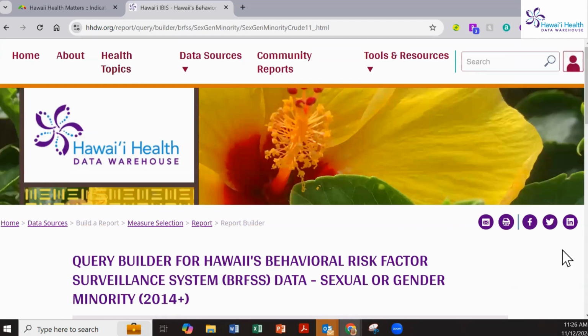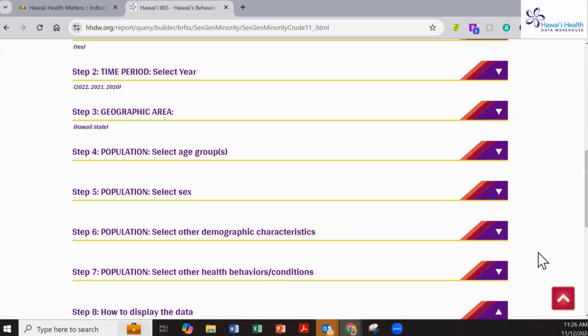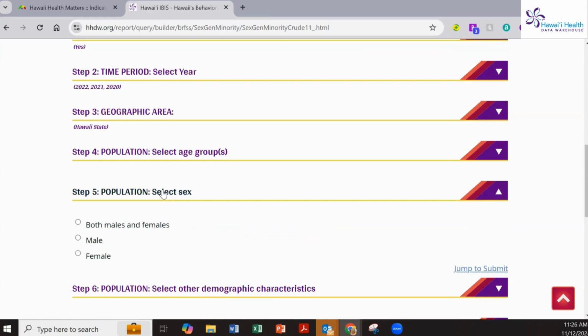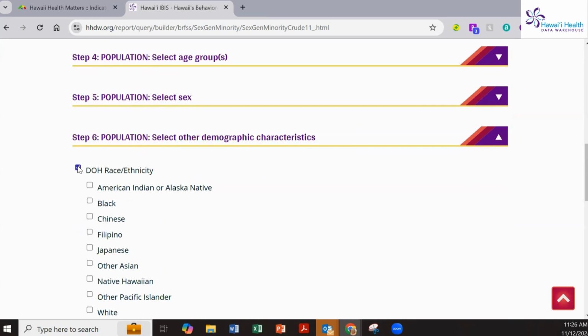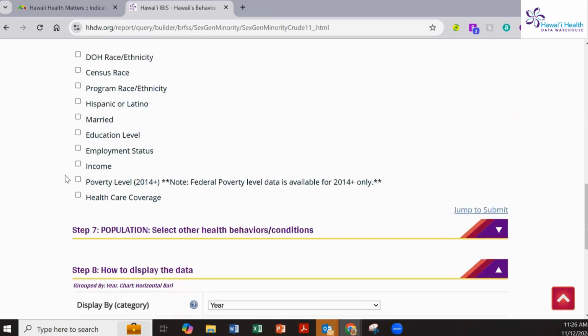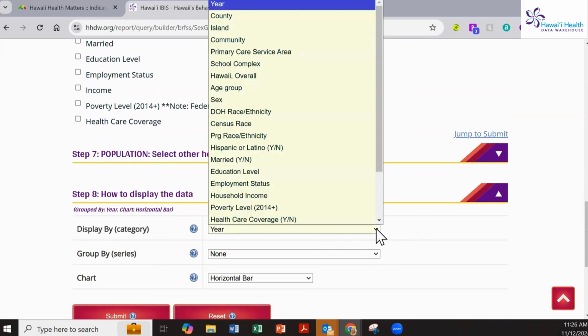So if we click here, now it takes us to this query builder page. And it looks like a lot. There's a lot of steps. But those first 7 steps are actually all just filters. So if you were interested in just females, for example, you could limit the data to females. Or if you were only interested in a particular race ethnicity, you could limit the data to that. If you want to see the whole population, but you want to see it broken out by different sociodemographic characteristics, then all you need to do is tell the system what you want to see in step 8.